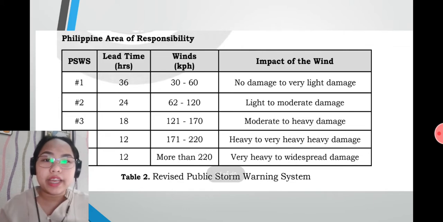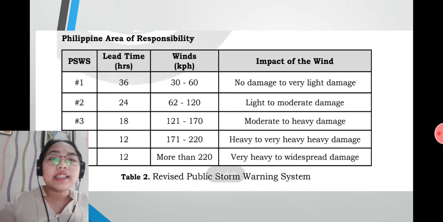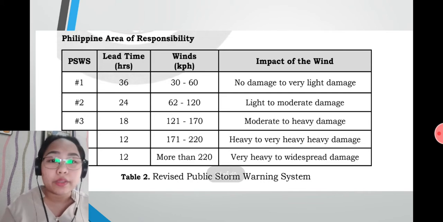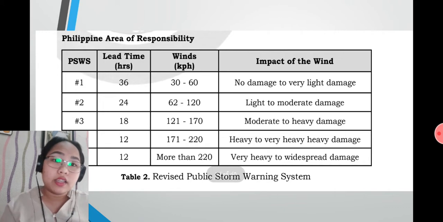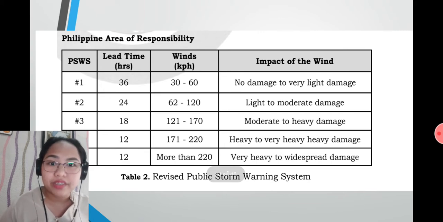Next, PSWS number 3 with a lead time of 18 hours, having a wind of 121 to 170 km per hour, the impact of the wind is moderate to heavy damage. Next, PSWS number 4 with a lead time of 12 hours, with a wind of 171 to 220 km per hour, the impact of the wind is from heavy to very heavy damage.